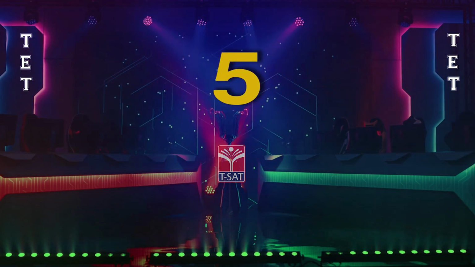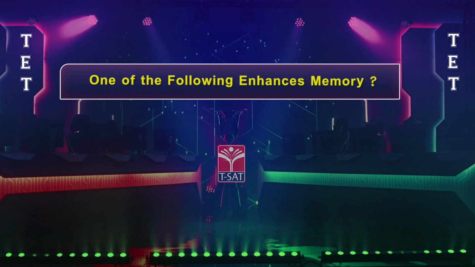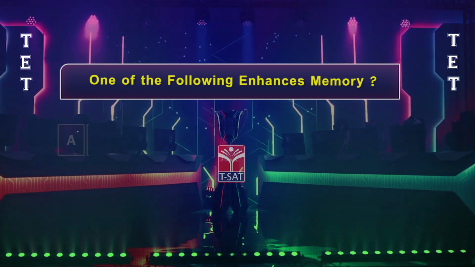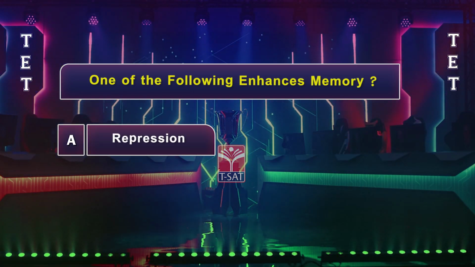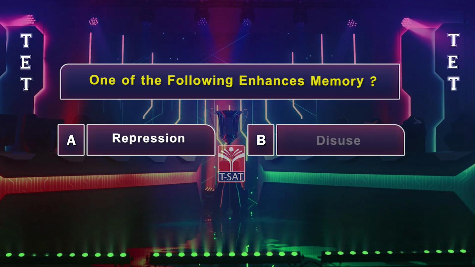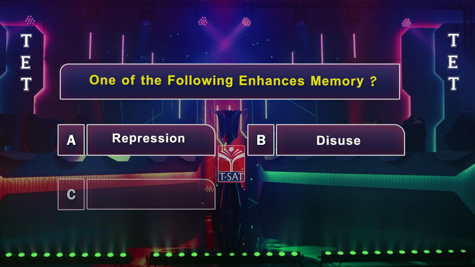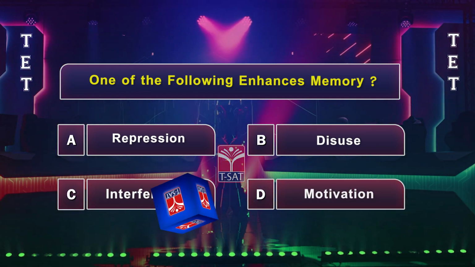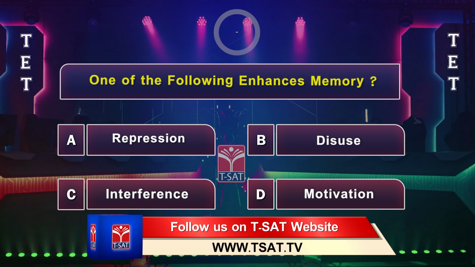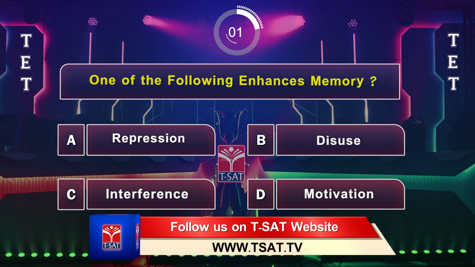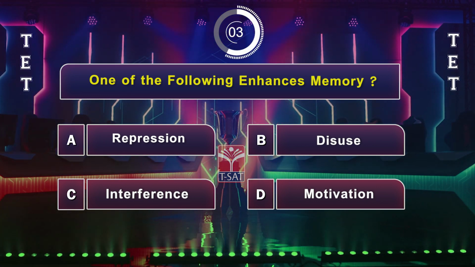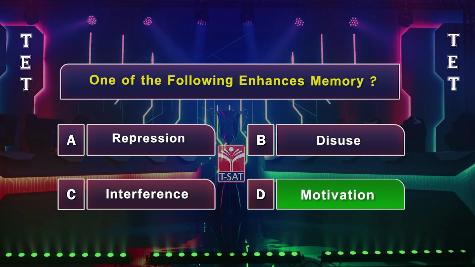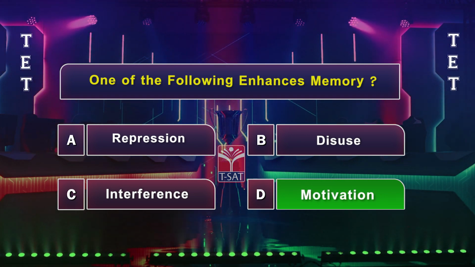Fifth question. One of the following enhances memory. Option A, repression. Option B, disuse. Option C, interference. Option D, motivation. Your time starts now. Correct answer is option D, motivation.